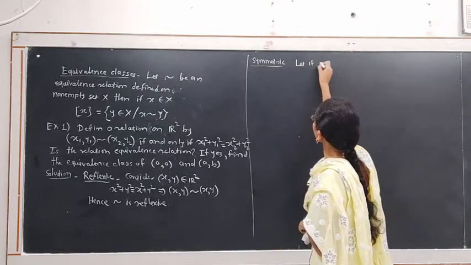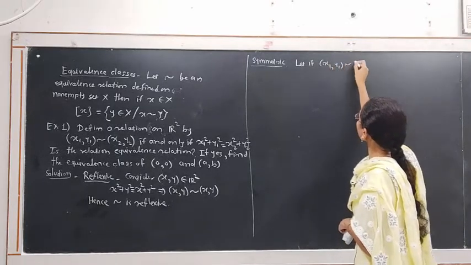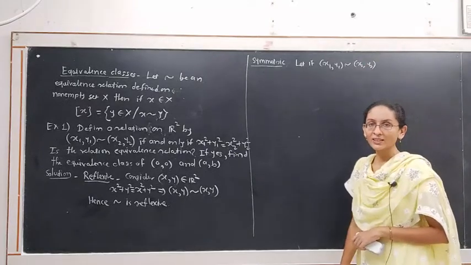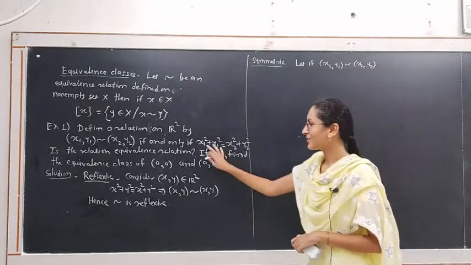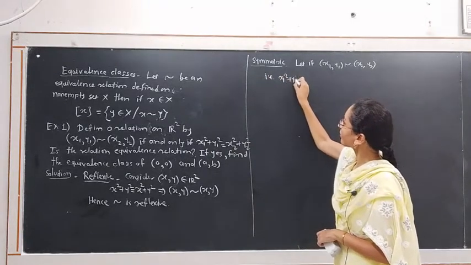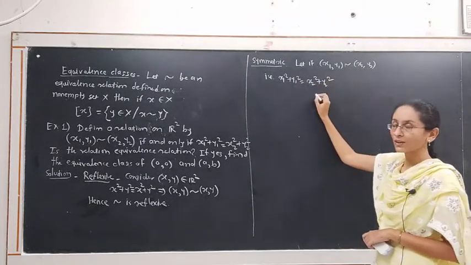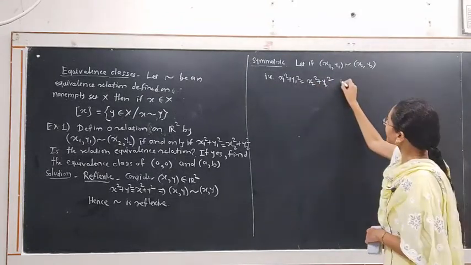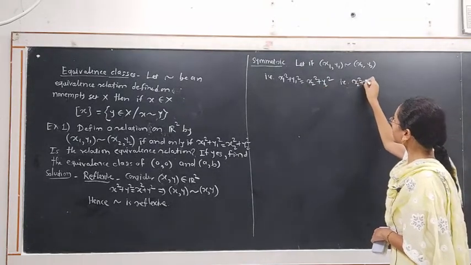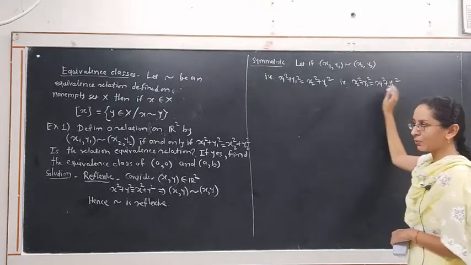Let the ordered pair (x1, y1) be related to (x2, y2) when they satisfy this condition, that is x1 square plus y1 square is equal to x2 square plus y2 square. We can also write this equation as x2 square plus y2 square equal to x1 square plus y1 square. What does this imply?